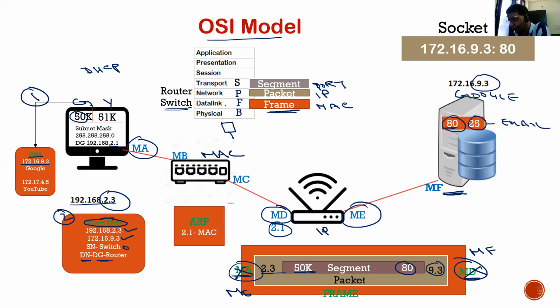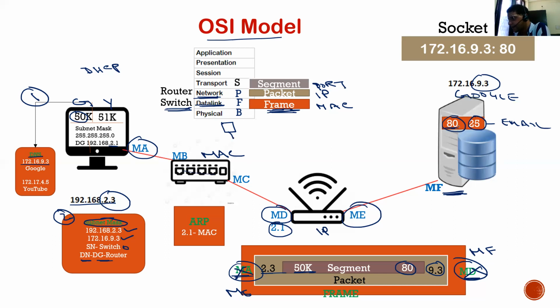So node to node delivery happens at the data link layer. The switch understands the MAC address; the switch works here. This is what we call a frame. But the actual communication happens through the IP address from the source computer to the destination computer. That happens at the network layer with the help of the IP address. So the IP address takes a packet from the source computer to the destination computer.